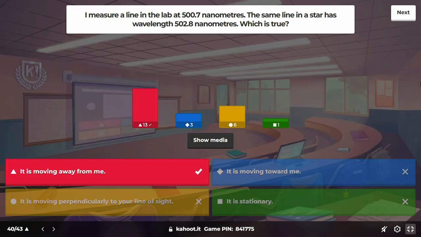Yeah, so the wavelength is different, so the star has to be moving, so we can rule out stationary. And then, again, the line is different, so it's not just going to have perpendicular motion either, so we can eliminate that one. So the wavelength being different is telling us that it's either moving towards us or away from us. And the wavelength is greater than what we observe in the lab, so it's redshifted, so it's moving away from us.